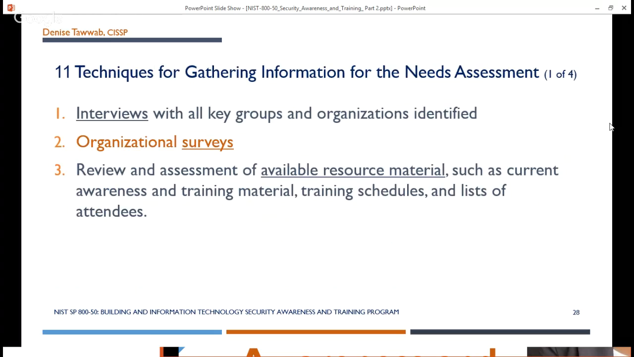So, 11 techniques exist for gathering information when you're doing a needs assessment. One, you can use interviews with all the key groups in the organization. Two, you can do surveys. Three, you can do review and assessment of the available resource materials, for example, any current awareness and training material, any training schedules, and lists of attendees. You can look at all of the resource material around training as it currently exists.